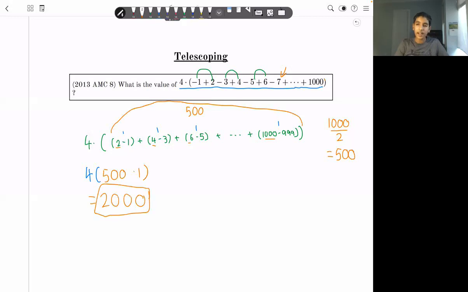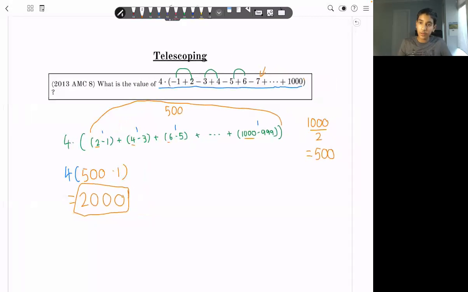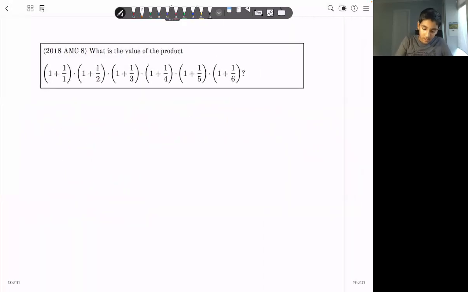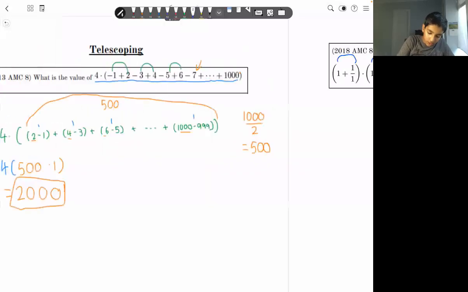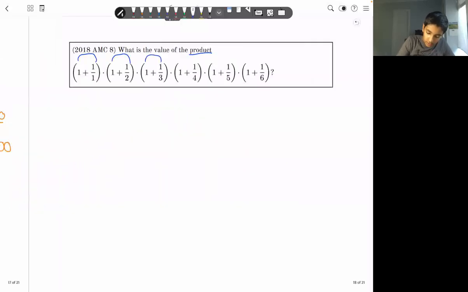So now we're going to see this idea in a similar problem. So we're going to move on then because we're running out of time. In this next problem, what is the value of the product 1 plus 1 over 1 times 1 plus 1 over 2 times 1 plus 1 over 3, so on all the way to 1 plus 1 over 6?